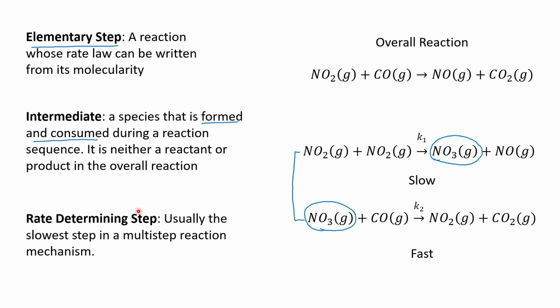Finally, let's determine our rate determining step. Again, this is pretty simple. It's just the slowest step in a reaction mechanism. So for our particular mechanism here, our first step is our slow step, so it is our rate determining step. Next, I want to talk about how do you determine if a proposed mechanism is correct?